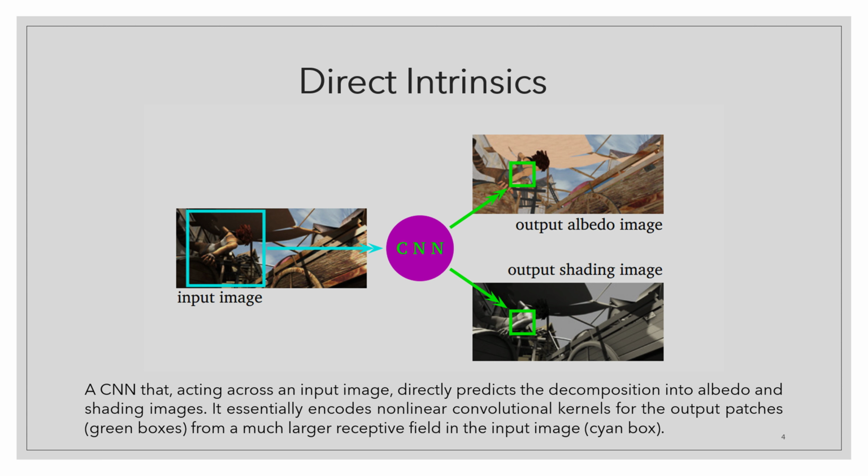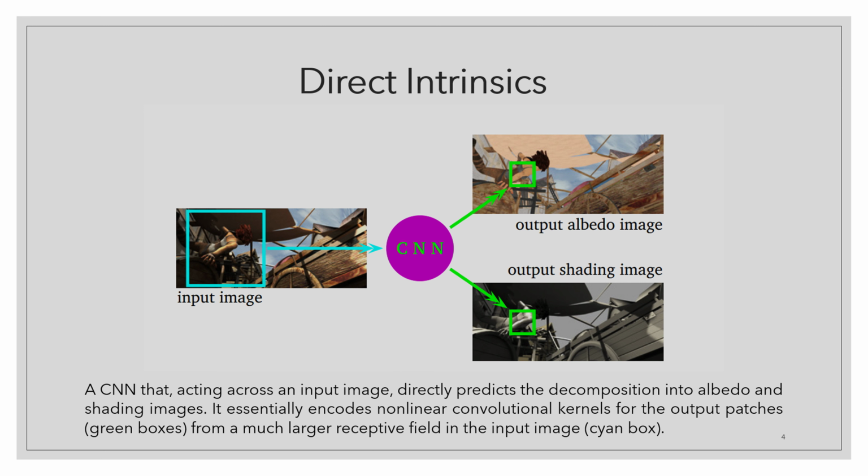We construct a CNN that, acting across an input image, directly predicts the decomposition into albedo and shading images. It essentially encodes nonlinear convolutional kernels for the output patches, indicated by the green boxes, from a much larger receptive field in the input image, the cyan box. Systems motivated by physical priors are usually formulated as optimization routines solving for a point-wise decomposition, and also fit with priors imposed over an extended spatial domain.